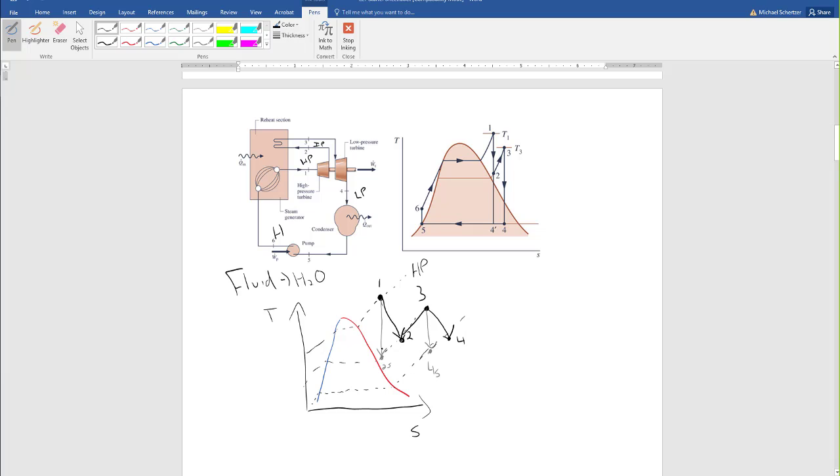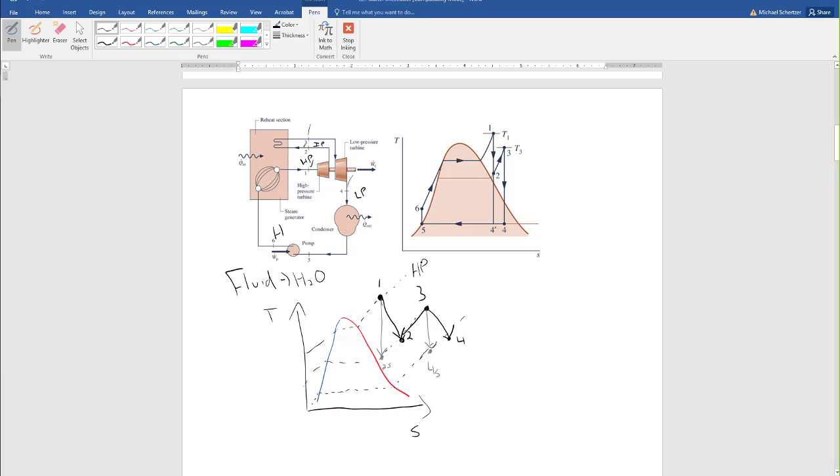When we do the analysis, we're going to have to ask ourselves what's going on with state 2s, or state 2, right? But now we've got state 1, state 2, and 3, and now we've got state 4. The next thing that happens is we go through the condenser.